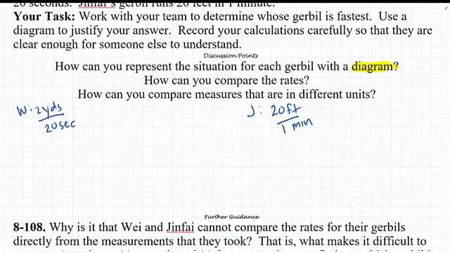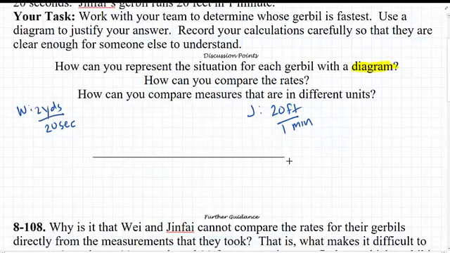So for the diagram, we probably want to have a number line. So let's go ahead and start the number line. Let's see, start here. Okay. In that number line, let's go ahead and do W's. I'm gonna do W's in green, I guess, and J's I'll do in purple or pink.